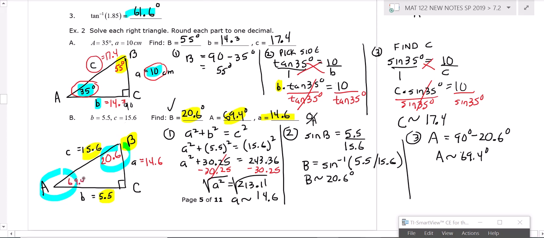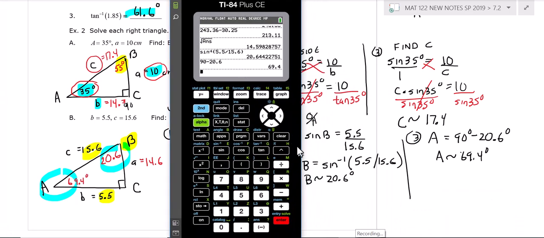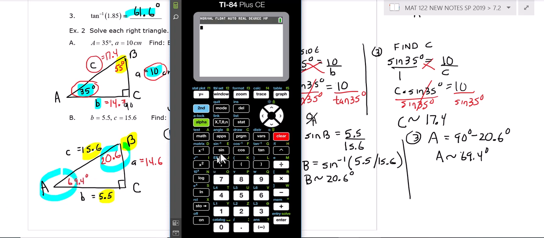Now I'm going to do this one more time. I've got everything labeled in my triangle, so if you want to check and verify that you're correct, just do this. Pick an angle. It doesn't matter where you start. I'm going to start with 69.4. If I do sine of 69.4 and divide that by the side opposite, 14.6, I'll get some numeric value. Then I pick another angle. Let's do 20.6. If I do sine of 20.6 and divide by its opposite side, 5.5, then you end up getting that. And see, they're about the same.